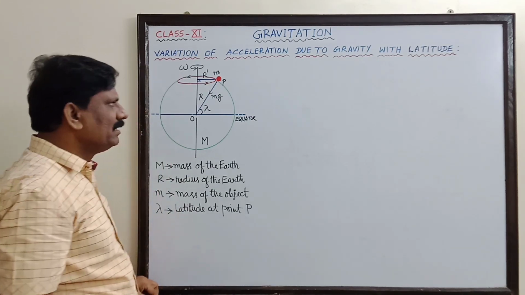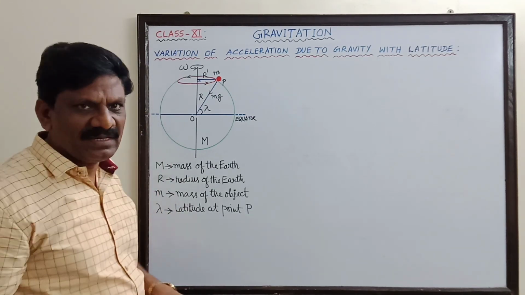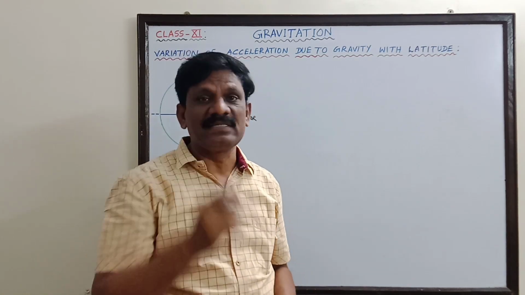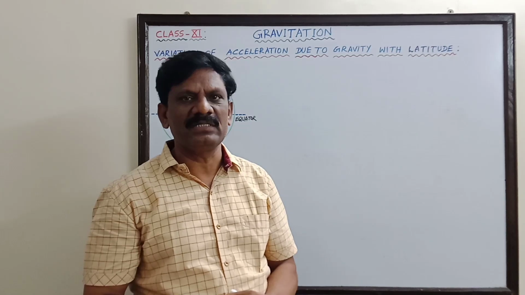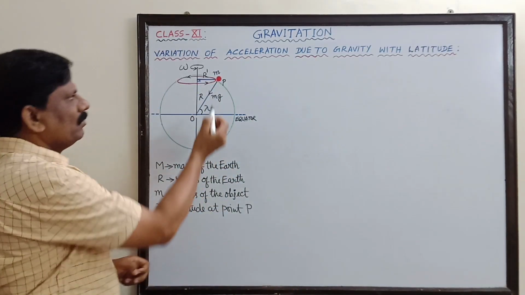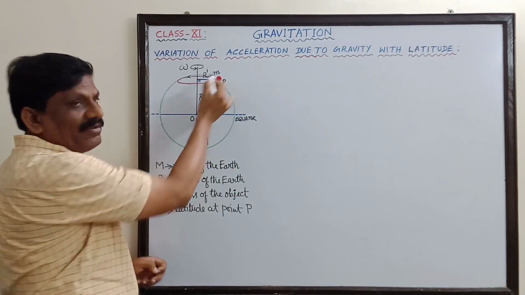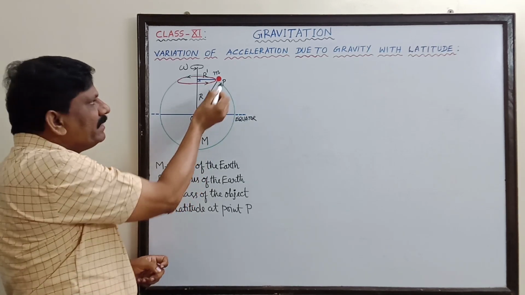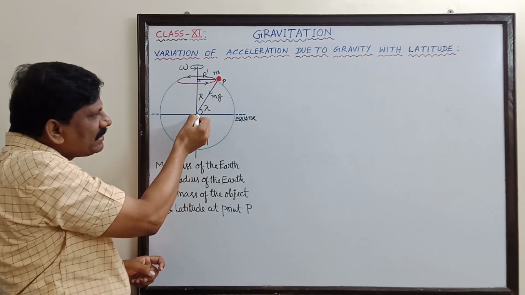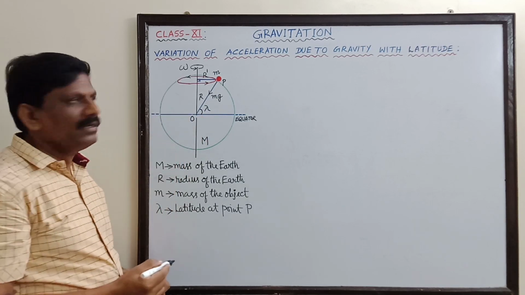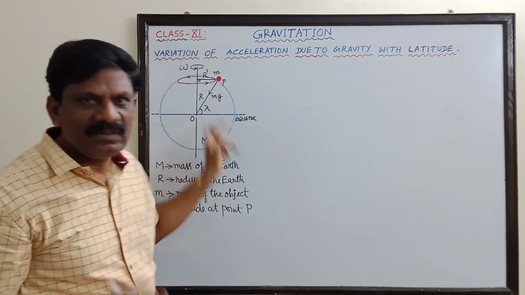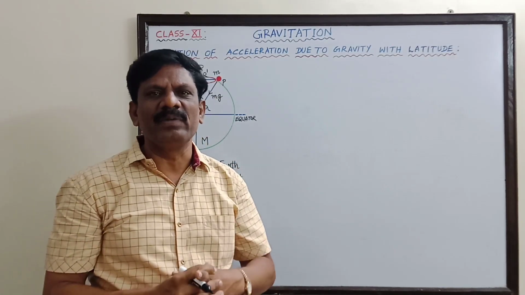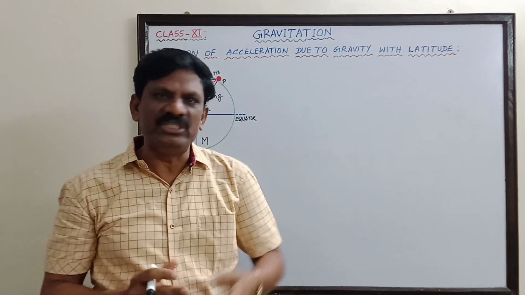Now wherever the object is on the surface of the earth, its weight mg will always act towards the center of the earth, vertically downwards. Is it not? So you can look at this object of mass m placed at P, its weight is mg. This mg is acting towards the center of the earth always. So this is its actual weight, and what is the acceleration due to gravity at that place we have to find out in terms of g.